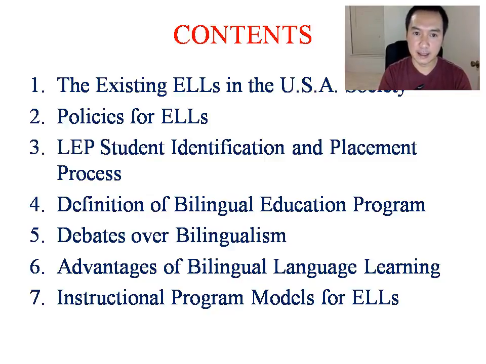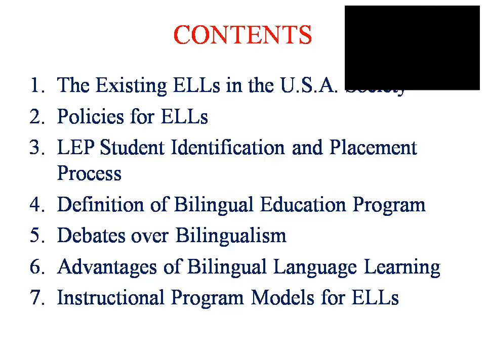Part 1, the existing ELLs in the U.S. society. Part 2, policies for ELLs. Part 3, LEP student identification and placement process. Part 4, definition of bilingual education program. Part 5, debates over bilingualism. Part 6, advantages of bilingual language learning. And finally, Part 7, instructional program models for ELLs.